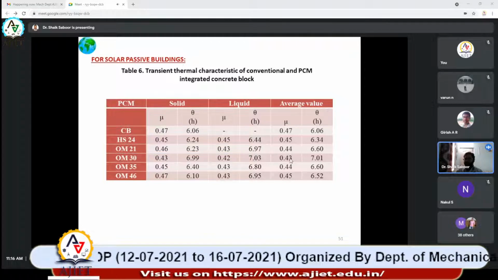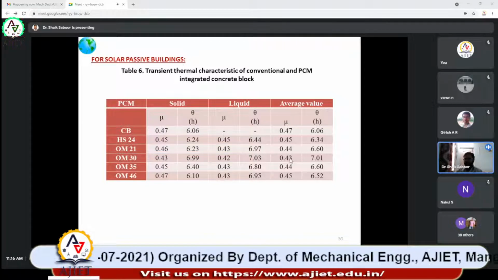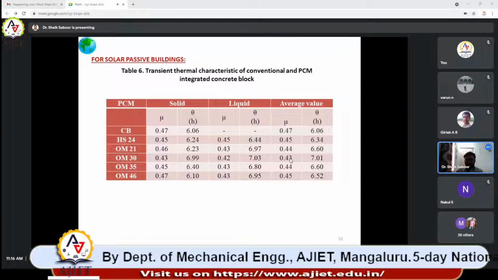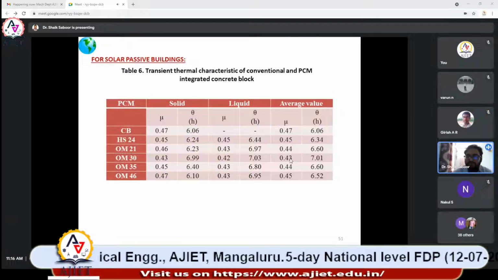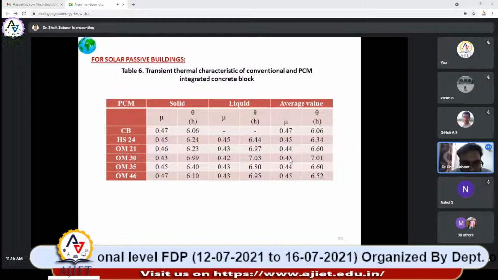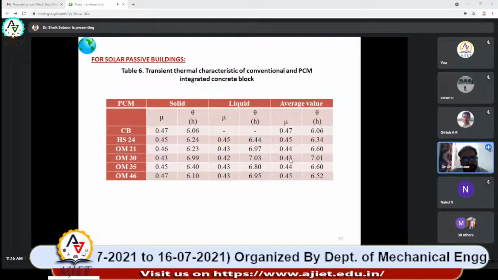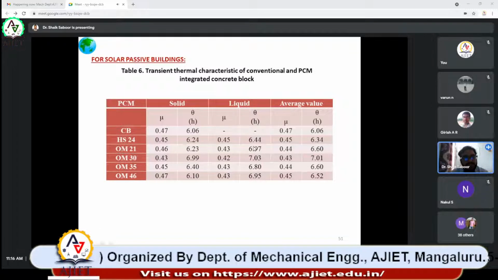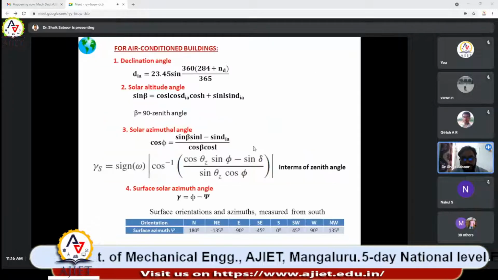Okay, but at least when the occupants are inside the office, they'll feel comfortable. So these time lag and decrement factors are very, very important for free-running buildings as well as non-air conditioned buildings. So we can see the performance of these PCM integrated buildings as well.